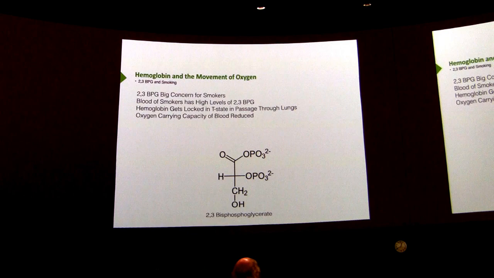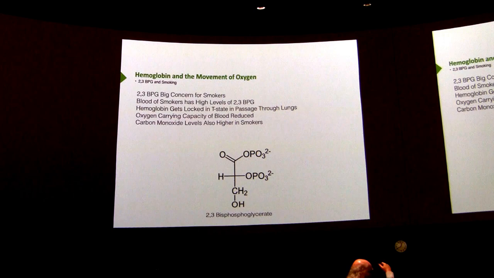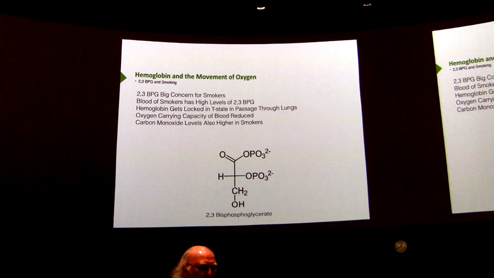Okay. So, oxygen-carrying capacity is reduced. And here's another problem with smoking. Carbon monoxide is higher in the bloodstream of smokers because cigarette smoke has carbon monoxide in it. And here's another bad piece of news. Carbon monoxide binds at the same place that oxygen binds on hemoglobin. Exact same place. They compete for the same binding site. A smoker has reduced oxygen-carrying capacity because their 2,3-BPG is higher, and also because many of their hemoglobins are bound to carbon monoxide and oxygen can't bind. Two things are getting smokers with respect to oxygen-carrying capacity: 2,3-BPG, locking hemoglobin in the T state, and carbon monoxide competing with oxygen for binding.